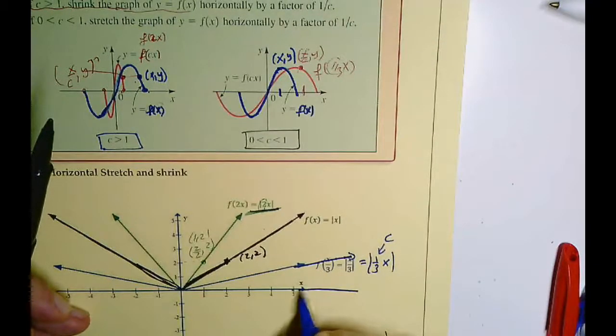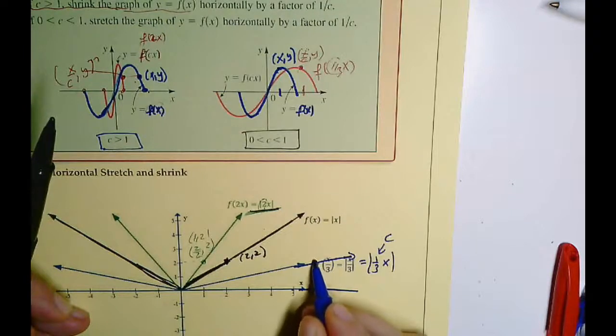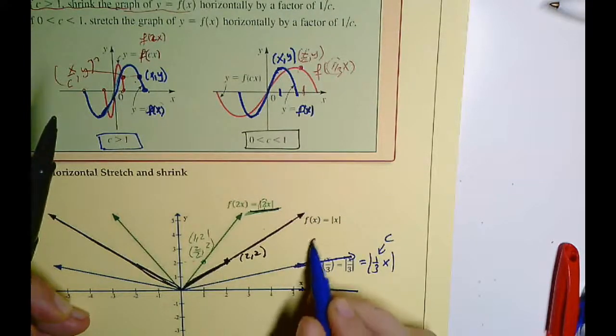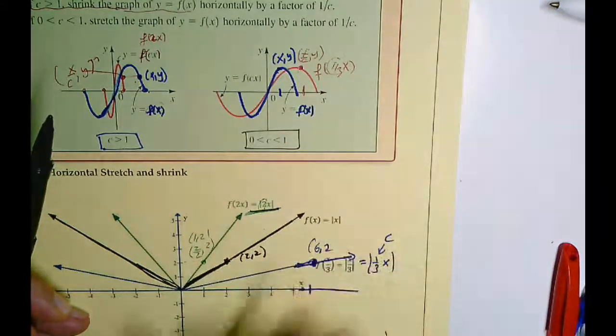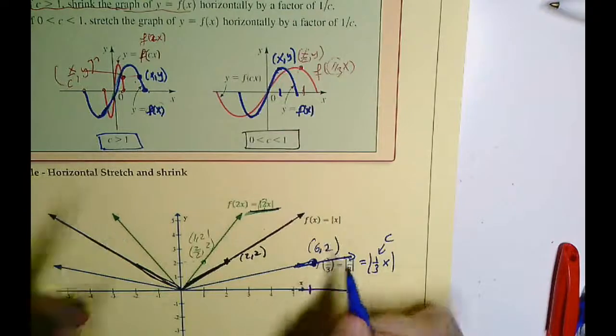So the point (2, 2) became (6, 2). So I took this and I stretched it horizontally. The point (2, 2) became the point (6, 2).